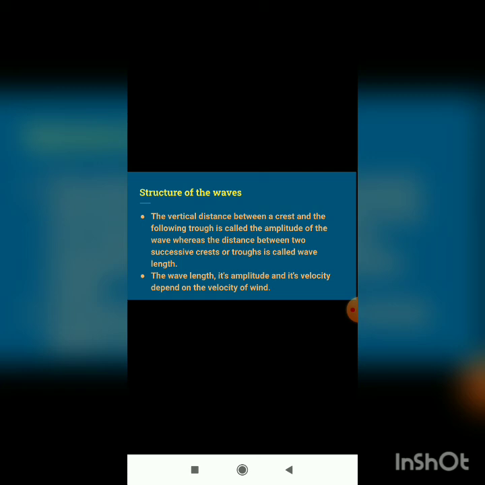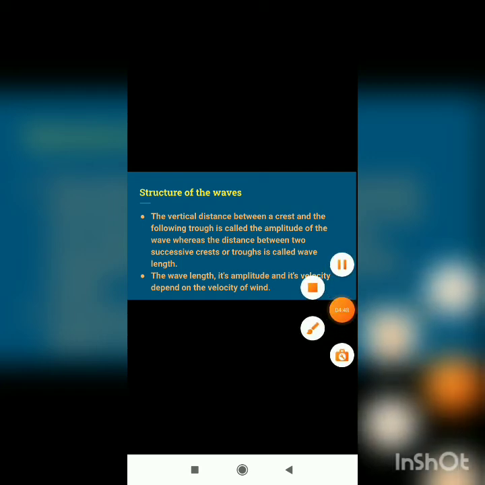The wavelength, its amplitude and its velocity depend on the velocity of the wind. So what all things are dependent on the velocity of the wind? The wavelength, its amplitude and its velocity. These things depend on the velocity of the wind.